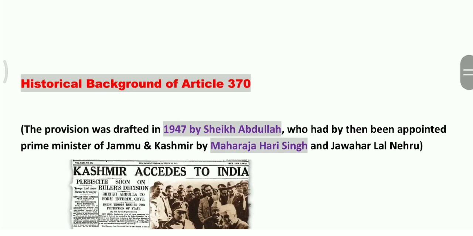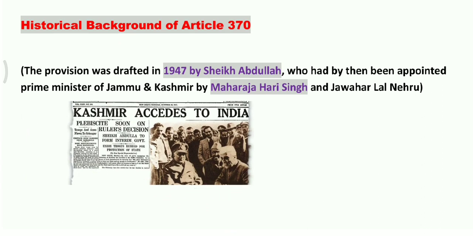So, what is the historical background of Article 370? The provision was drafted in 1947 by Sheikh Abdullah, who had by then been appointed Prime Minister of Jammu and Kashmir by Maharaja Hari Singh and Jawaharlal Nehru.